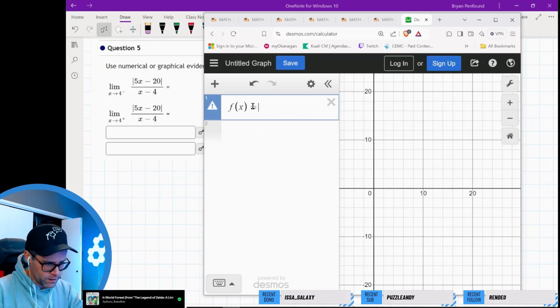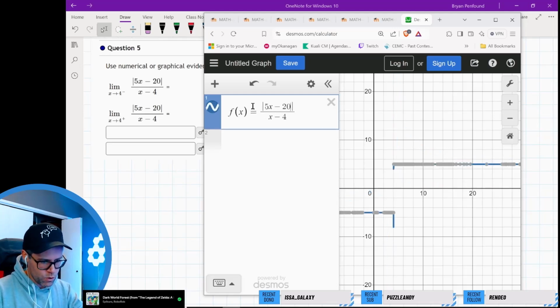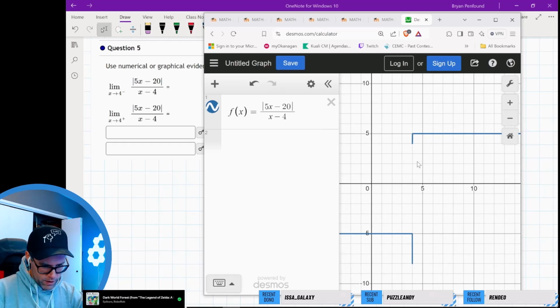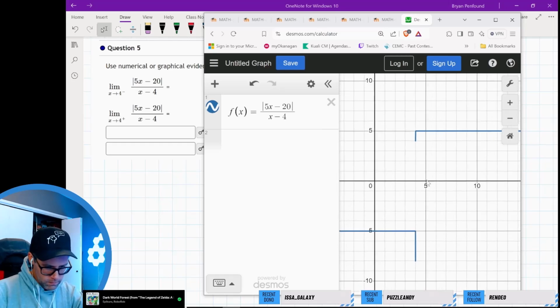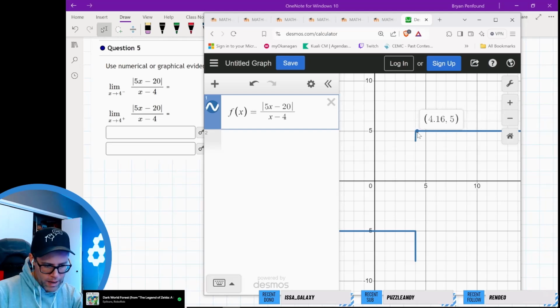What is our function? Our function is, oh, this is weird, the absolute value of 5x minus 20 over x minus 4. Ooh, and that looks very odd. So my guess is as we're approaching 4 from the right, so that's the dot that I have floating around right now, as we approach 4 from the right, we're going to get positive 5 by the looks of it. I'm kind of ignoring these little nubs pointing downwards. I think that's just a graphical error from Desmos.